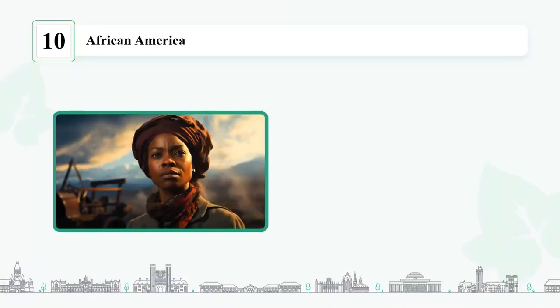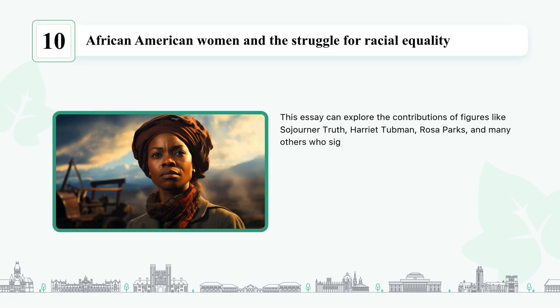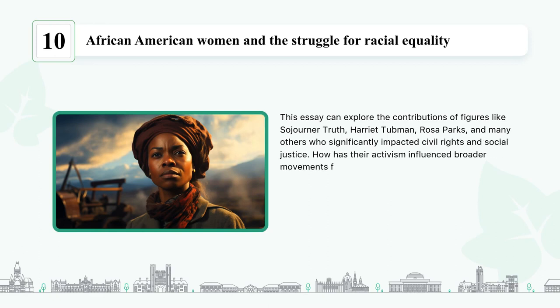African American women and the struggle for racial equality. This essay can explore the contributions of figures like Sojourner Truth, Harriet Tubman, Rosa Parks, and many others who significantly impacted civil rights and social justice. How has their activism influenced broader movements for equality and empowerment?